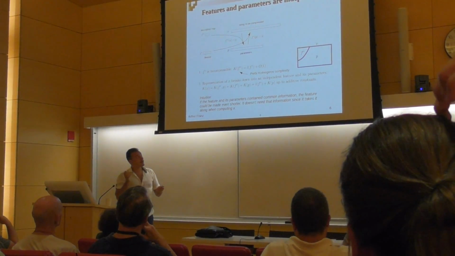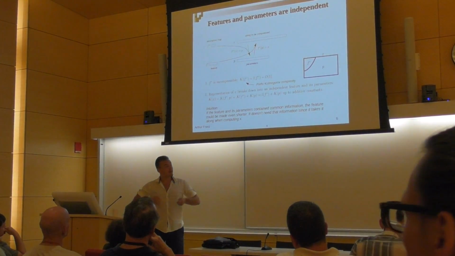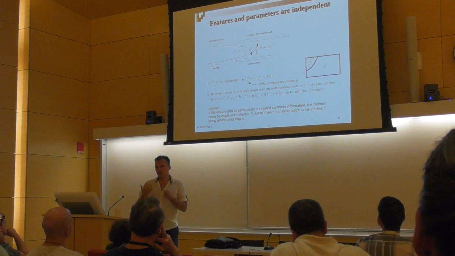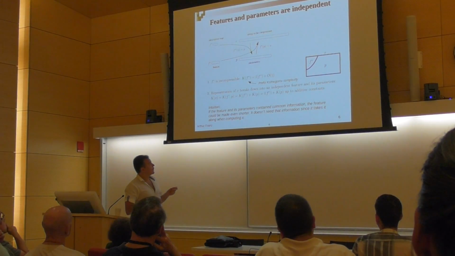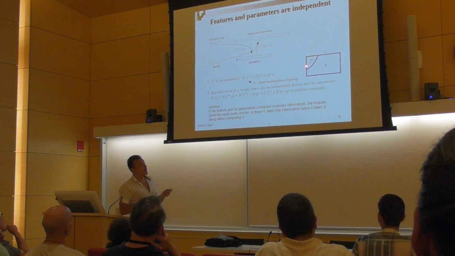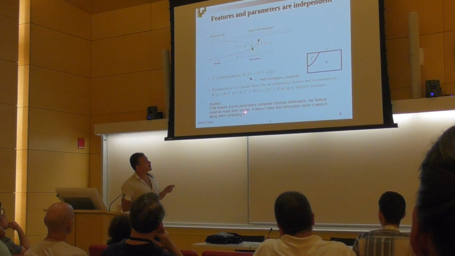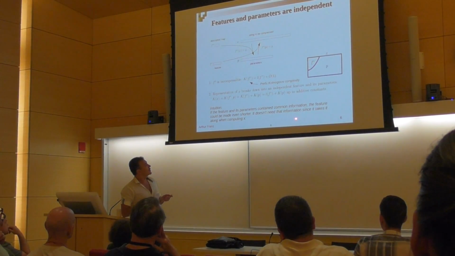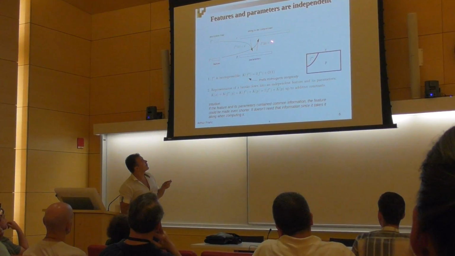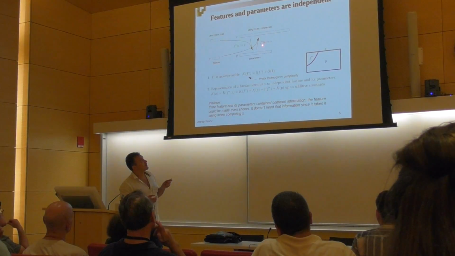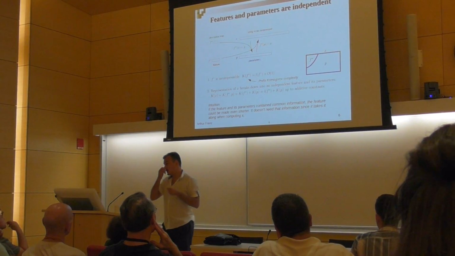And why does it work? The proofs are in the paper. Of course, I cannot go through them here, but I can try to give you some intuition why it works. Suppose the feature and the parameter contain common information, but then you could make the feature even shorter. It doesn't need that information, so it takes it along when computing X. If the information is inside P, it doesn't need it itself. That's the intuition behind it.